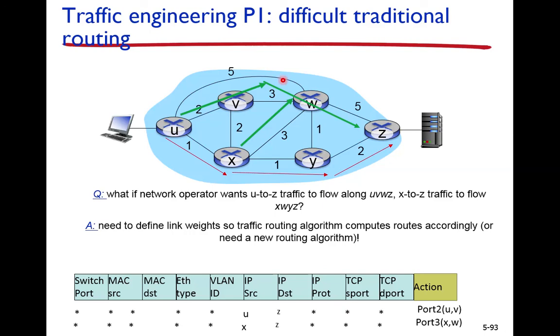But in traditional routing, or the per router architecture, the control plane is present in each and every router. The control plane is not only present here, but in each and every router. So we have to change each and every router, and that is difficult.